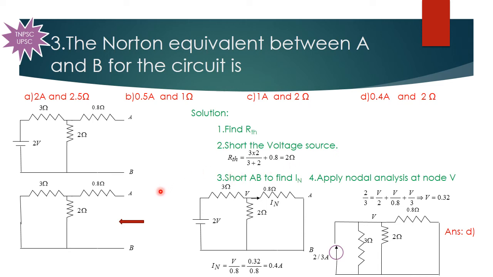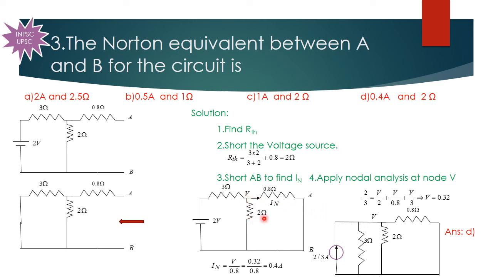Then we have to find the short circuit current or Norton current. So for that we have to short circuit these 2 points A and B. So you will be getting the circuit like this, and the current flowing through this 0.8 ohm resistor is IN, that is the Norton current.